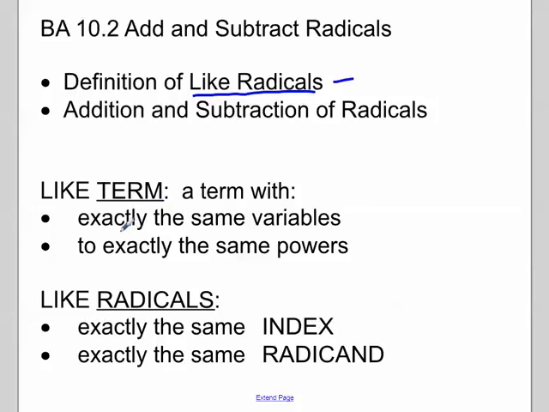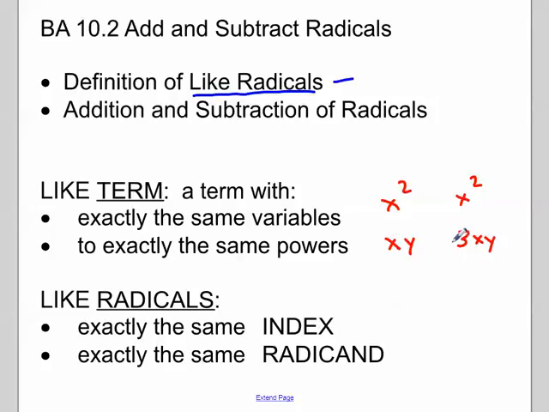Like terms are terms that have exactly the same variables to exactly the same powers. Something like x squared and x squared. Something like xy and 3xy. These pairs are like terms, because they have exactly the same variables and exactly the same powers. Doesn't matter there's a 3 in front of it. The important thing is that there's an x to the first, y to the first.